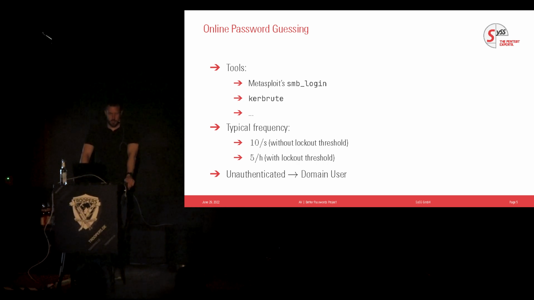The typical frequency, though, is around 10 per second if there's no lockout threshold. If there's a lockout threshold defined, it's more like 5 per hour. It depends on the threshold. This goes per account, but still, it's the most ineffective method there is. These types of attacks are what should concern you most if you're a web service. But in Active Directory, you also have a couple other attacks that are, I would argue, more important. And obviously here, an attacker can escalate from being an unauthenticated attacker to an authenticated attacker.